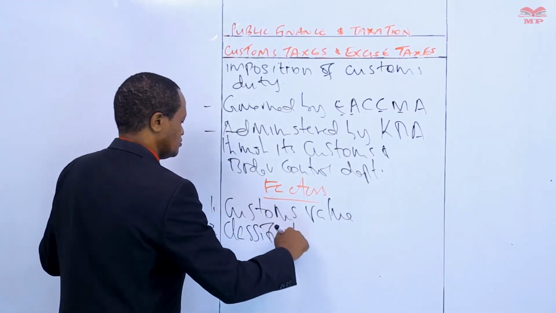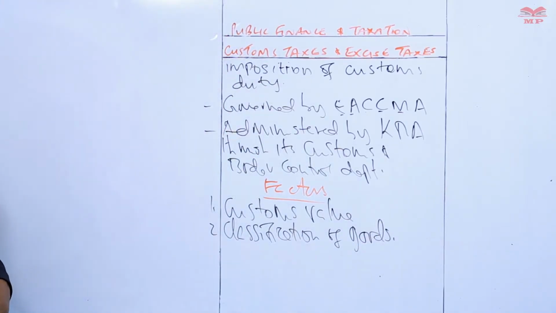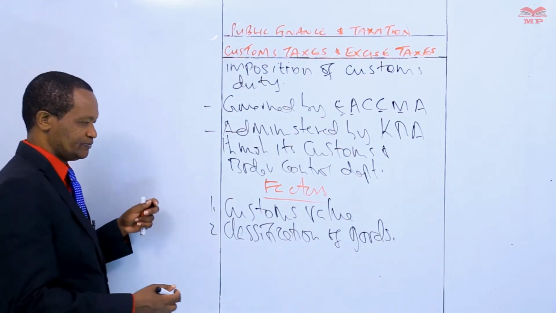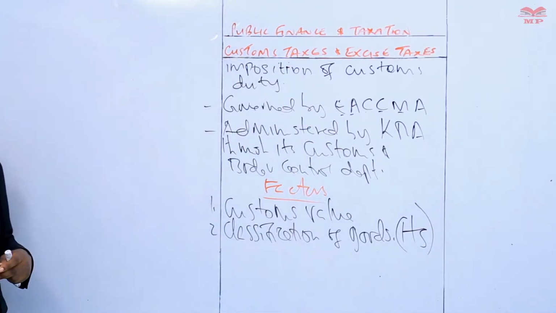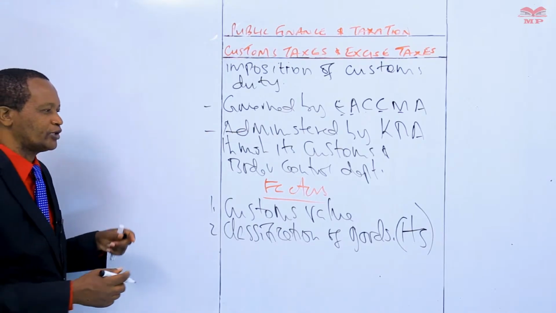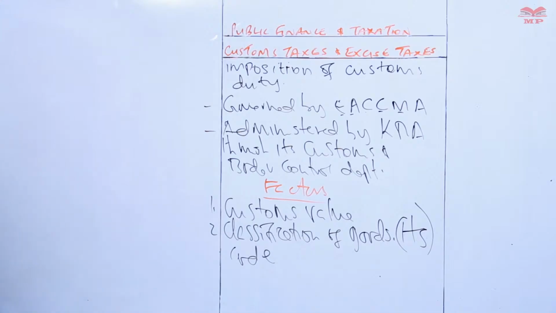Goods are classified using the harmonized goods code, which is an internationally standardized system for classifying traded products, what we call HS code.